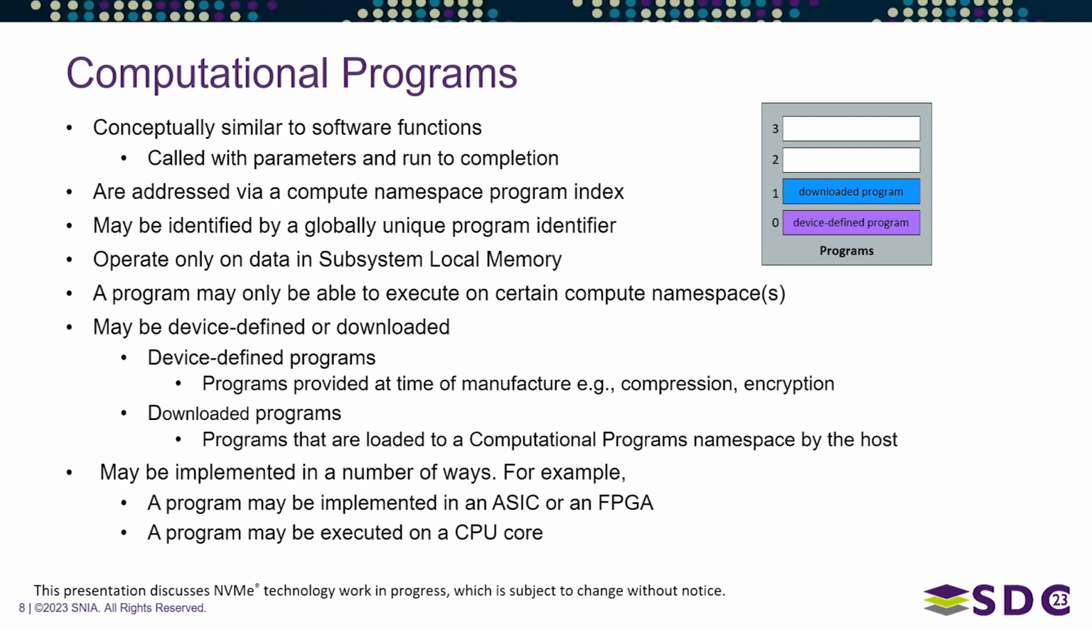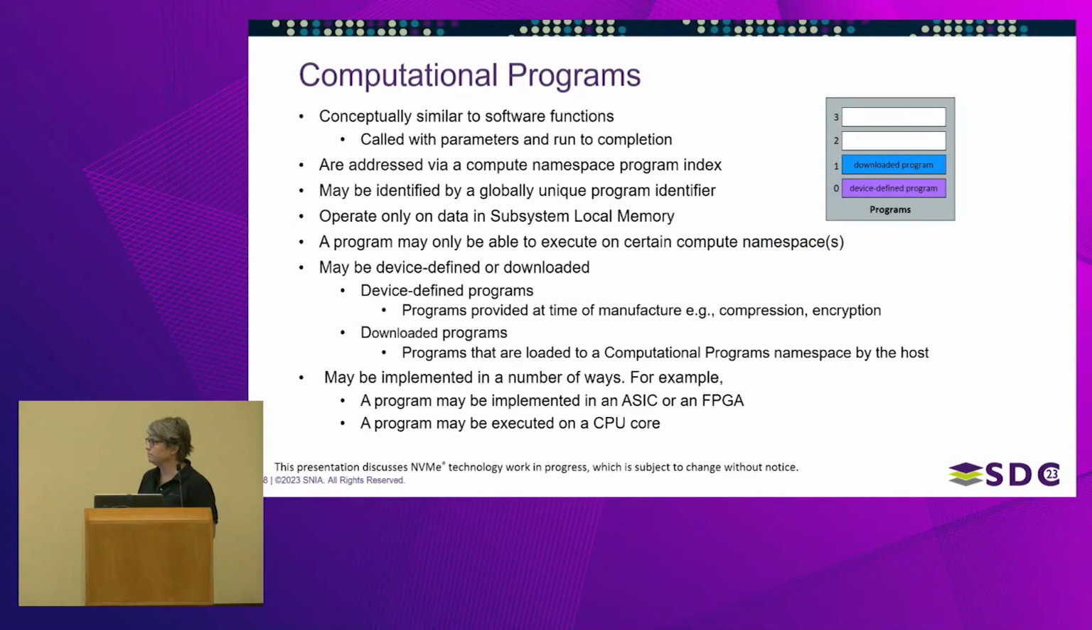And computational programs don't have to be software per se. A program could be implemented in an ASIC or an FPGA. For example, a compression could be invoked through this infrastructure, but it may be implemented in hardware. Or it might be more like a traditional software program, and it can be executed on a CPU core. So in this specification, we don't make any restrictions about how the programs are implemented. It's more about how to discover them, how to invoke them.